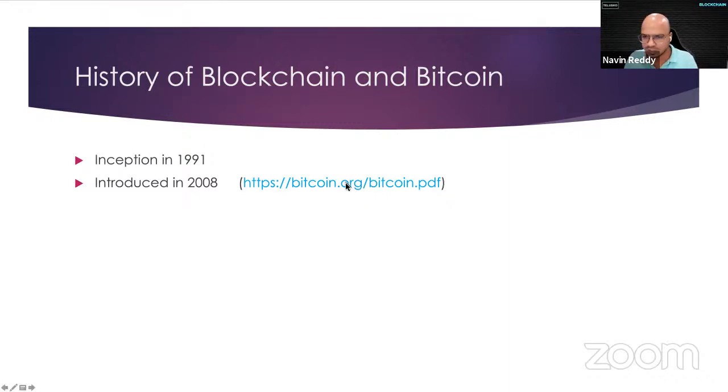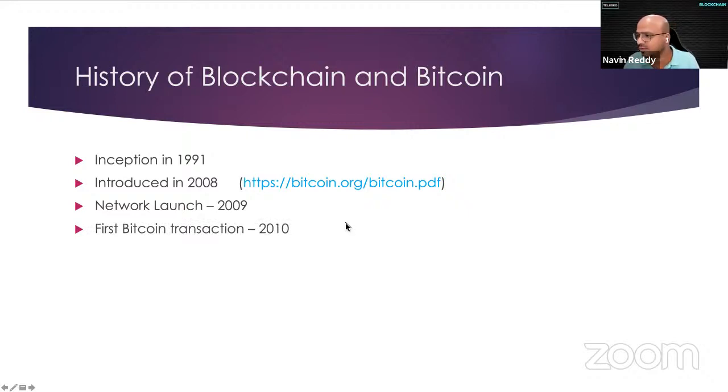Let me just get this paper. Oh, it's not clickable. Anyway, use this link, open this paper and read it. This will be your assignment. The actual network was launched in 2009. So the Bitcoin paper came in 2008, the network was launched in 2009, and the first Bitcoin transaction happened in 2010.